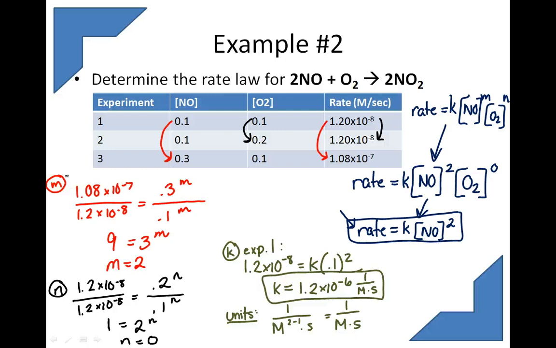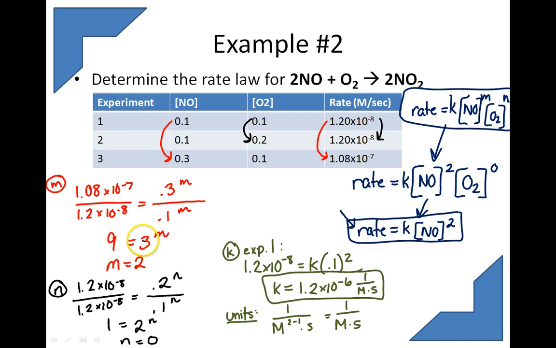Let me go through what we did here. So first you start off with the generic equation. The difference from our last one is that we have actual chemicals this time, so you should always use those actual chemicals, NO and O2, in your rate law expression. Then to find M, we compared experiments 1 and 3. The concentration of NO tripled, and as a result, the rate increased 9-fold.